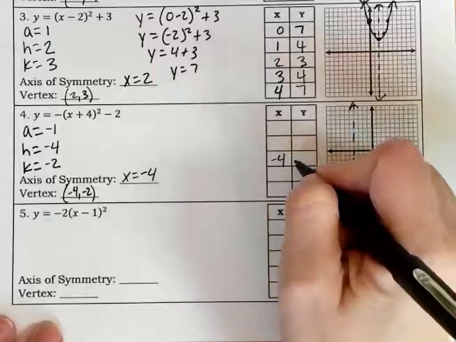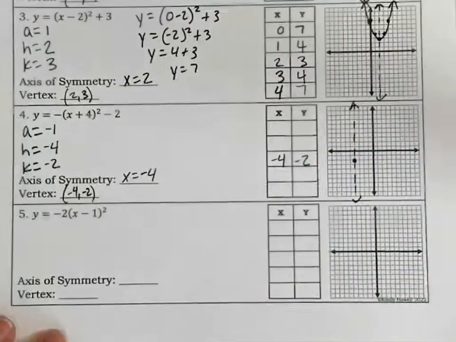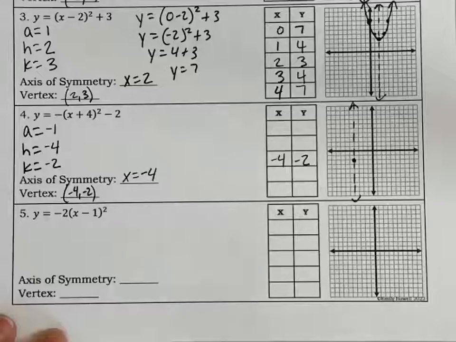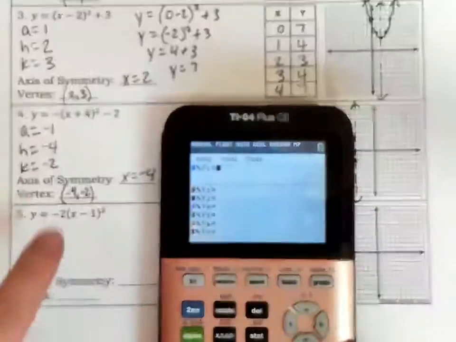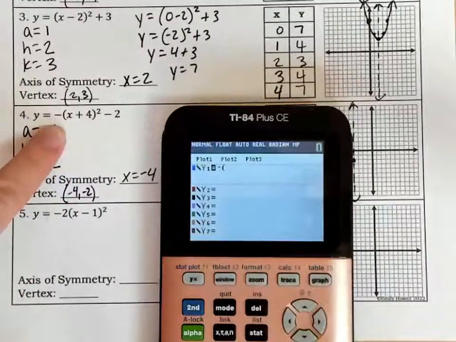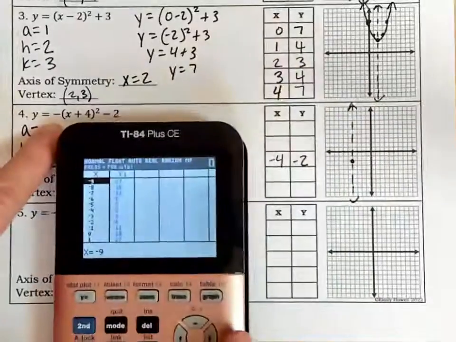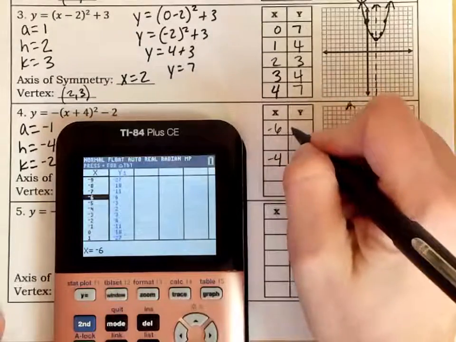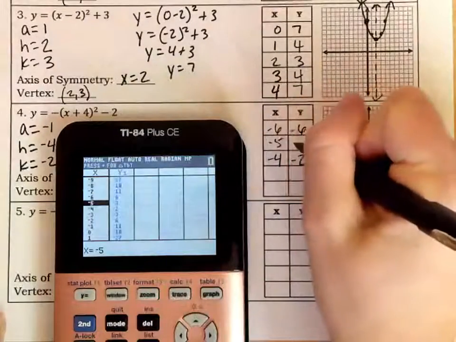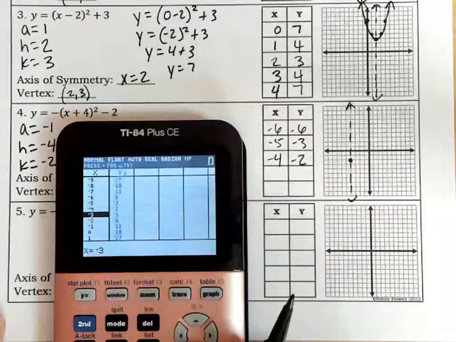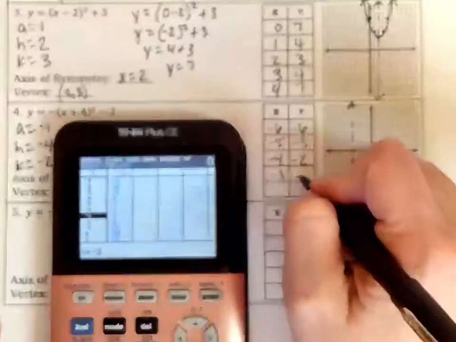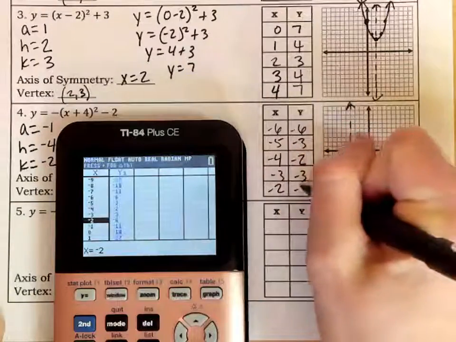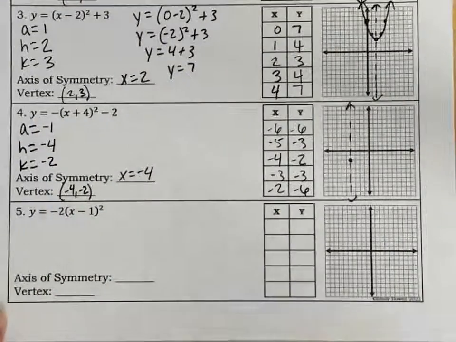So my middle is negative 4, negative 2. I'm going to use my calculator again, and my calculator will do it in standard form or in vertex form, which is really nice. So I'm going to plug this in as negative, parentheses, x plus 4, close the parentheses, squared, and then minus 2. Pull up that table, and I'm looking for negative 6, negative 6; negative 5, negative 3; negative 4, negative 2; negative 3, negative 3; and negative 2, negative 6 are my values. So I'm going to go ahead and plot those points.